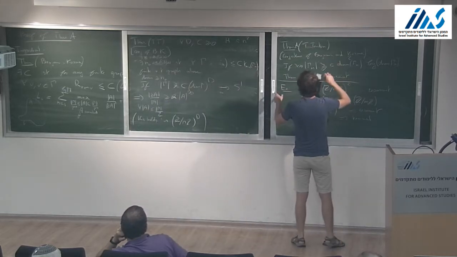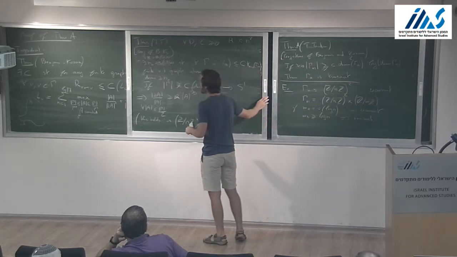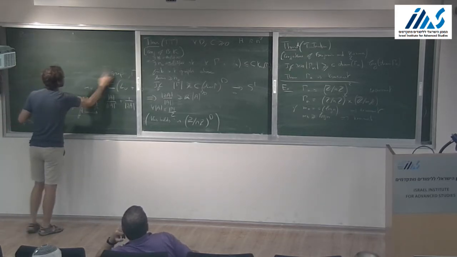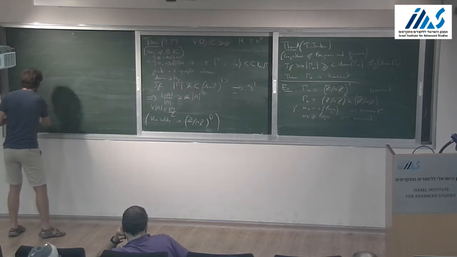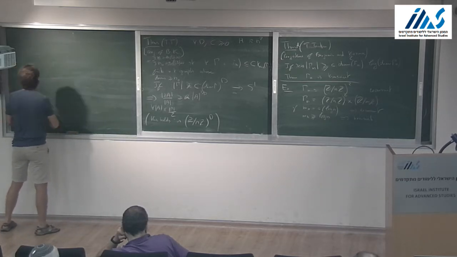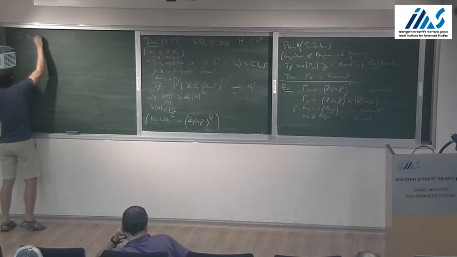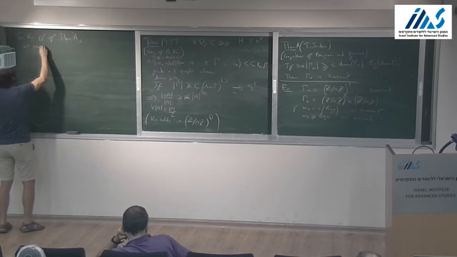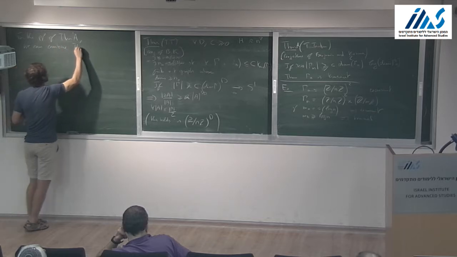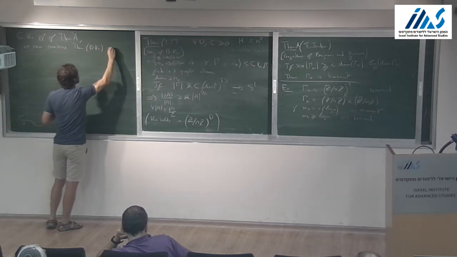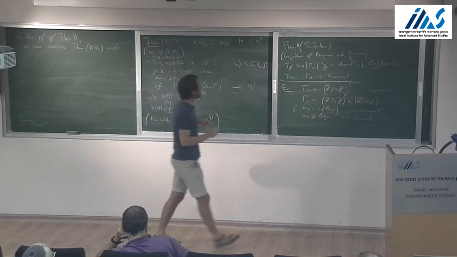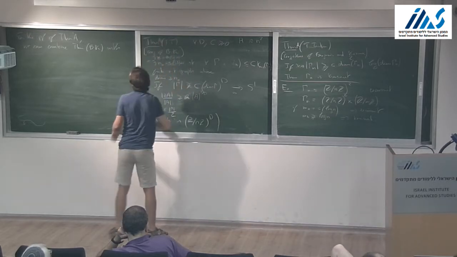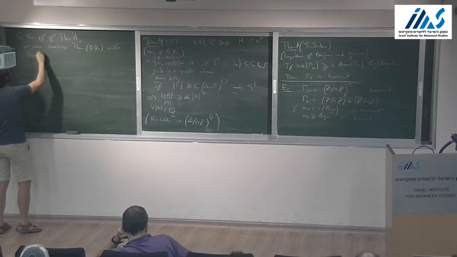Now, I want to keep theorem A here. Maybe I can erase this one. So let me repeat what I've just said to make it really clear. So for the proof of theorem A, we can combine the theorem of Benjamini and Cosma with this theorem here, which I'm going to call theorem A2.